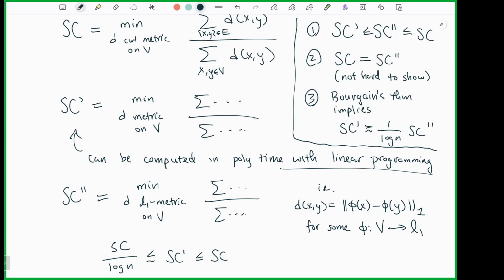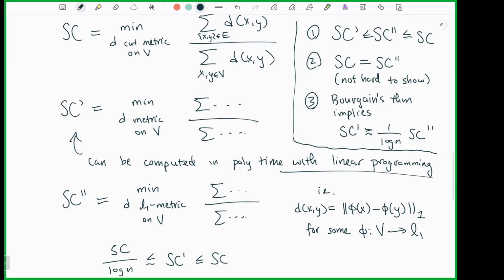Okay, so SC prime, I should give these different names, too many primes. So the one with general metrics, that's the thing that's easily computable, but it could be smaller than the original Sparsest Cut problem, where you only optimize over cut metrics. But thanks to Bourgain's theorem, we know that it's at most off by a factor of log n. So this is an application of metric embeddings to this algorithm question.